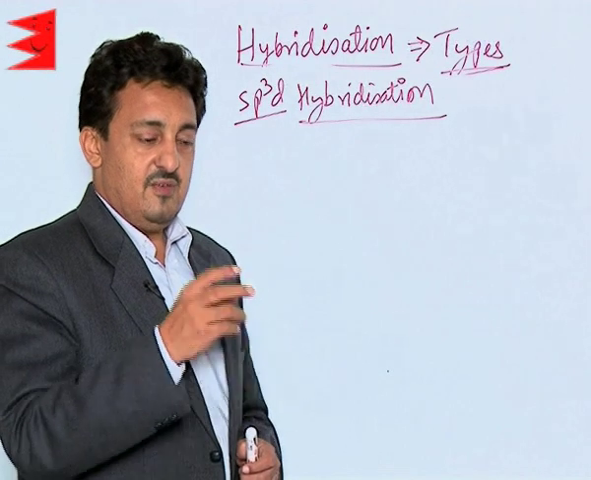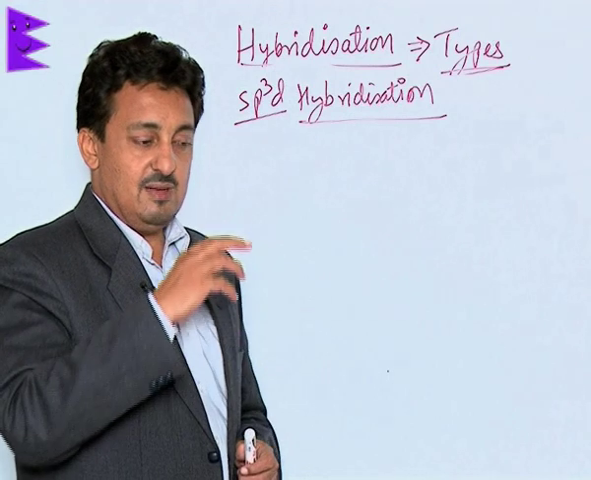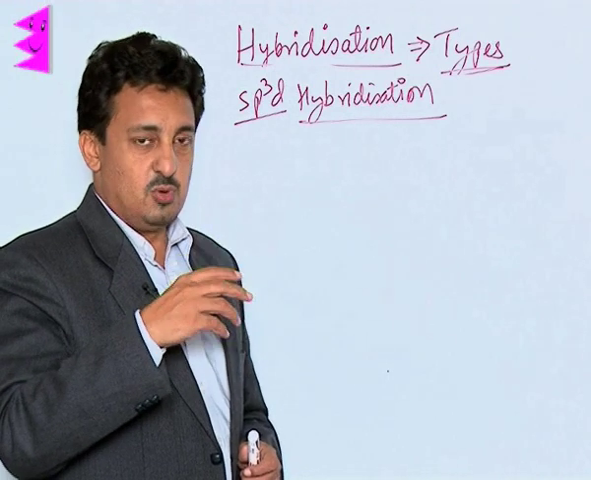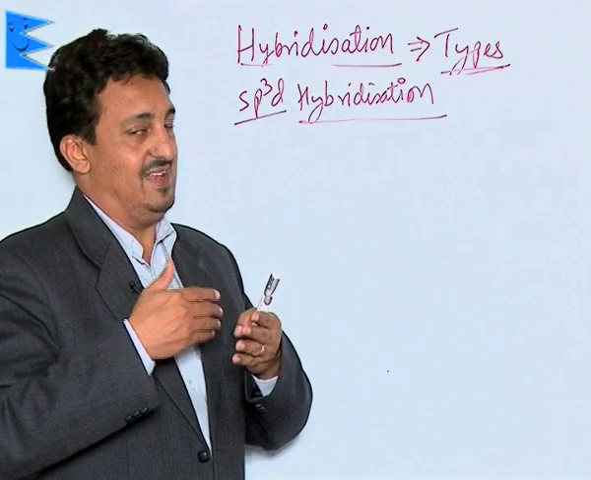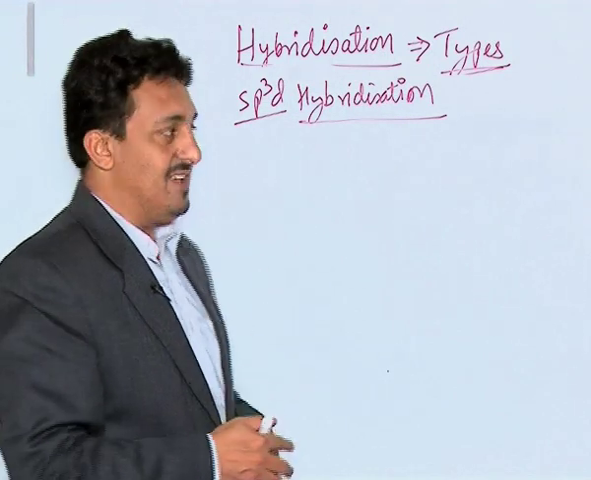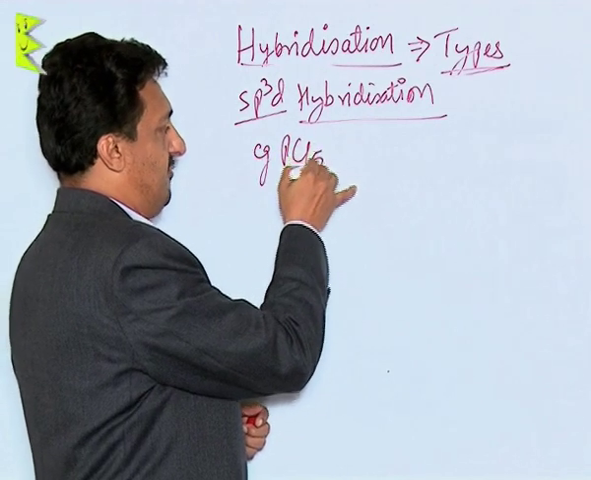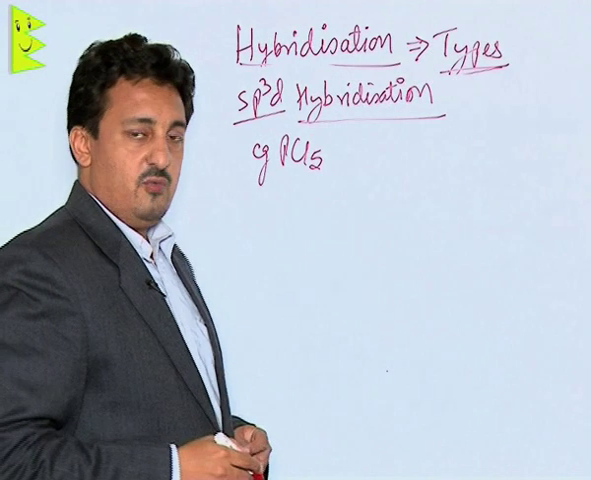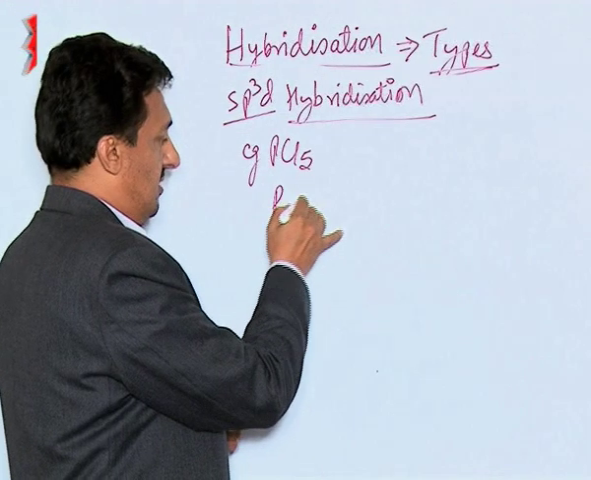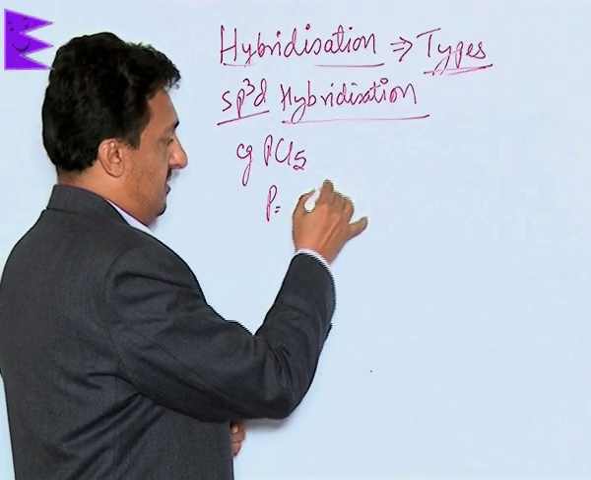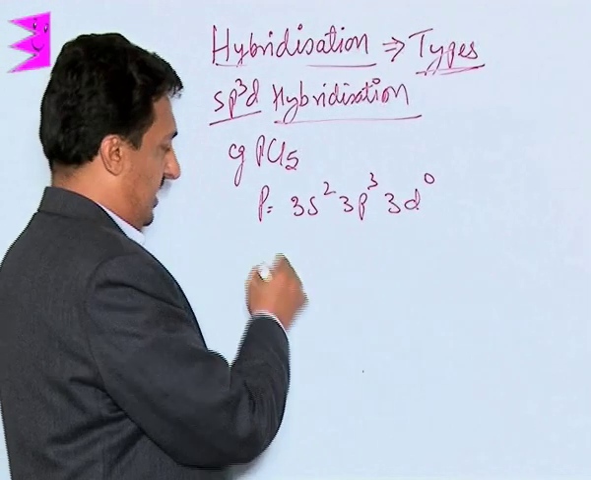Another important thing, whenever the d is involved, definitely the octet rule is not followed. The number of valence electrons will be much more than 8, because the element has the ability to extend its octet. Now the best example in this category of sp3d hybridization is your PCl5 molecule. What we find in this case is that phosphorus has a valence configuration of 3s2, 3p3, 3d0.